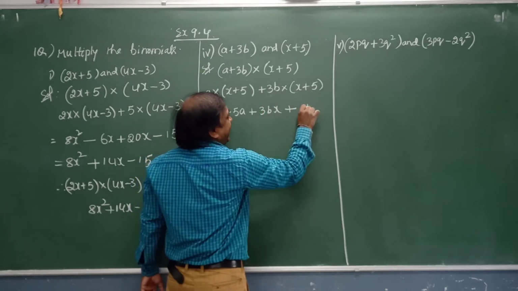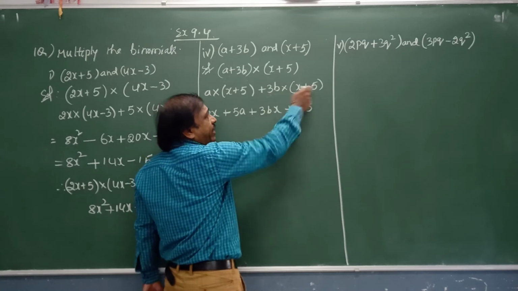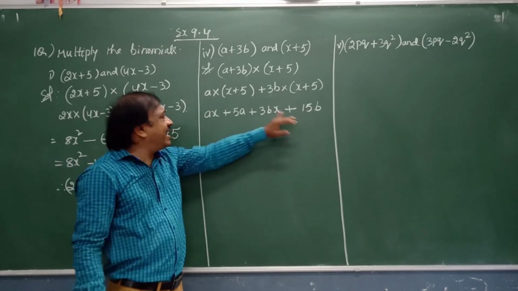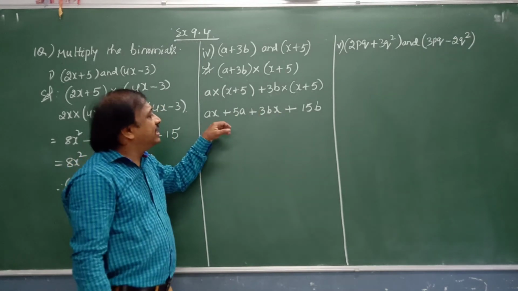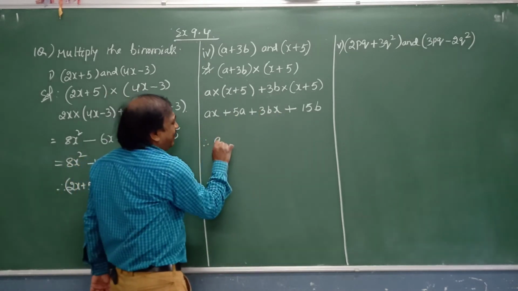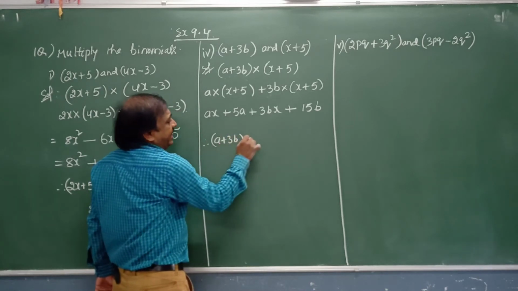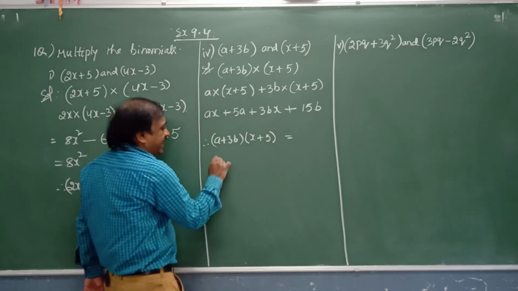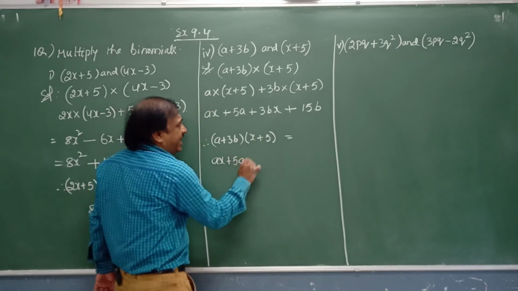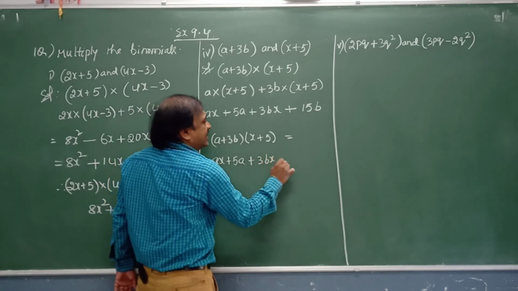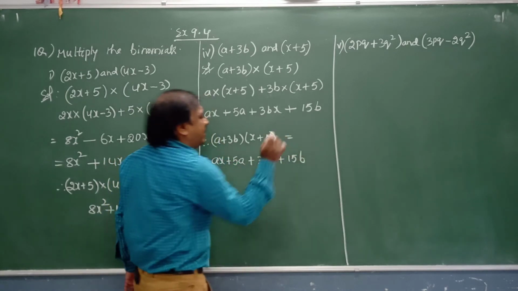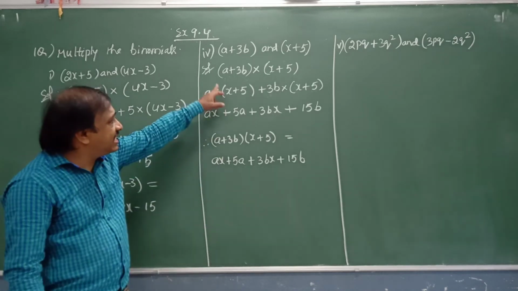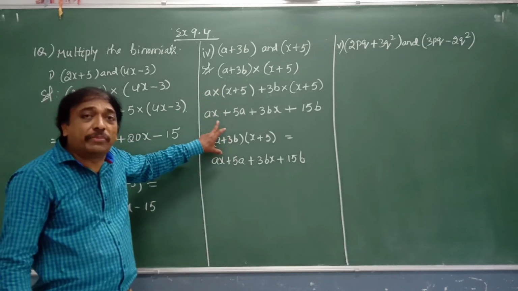3 5s are 15. What do you have? 3b into 5, 3 5s are 15b. Is there any like terms to be added or subtracted? No like terms. Therefore, (a plus 3b) into (x plus 5) is equal to ax plus 5a plus 3bx plus 15b. If you have like terms, then you have to simplify. Is it clear how to multiply?